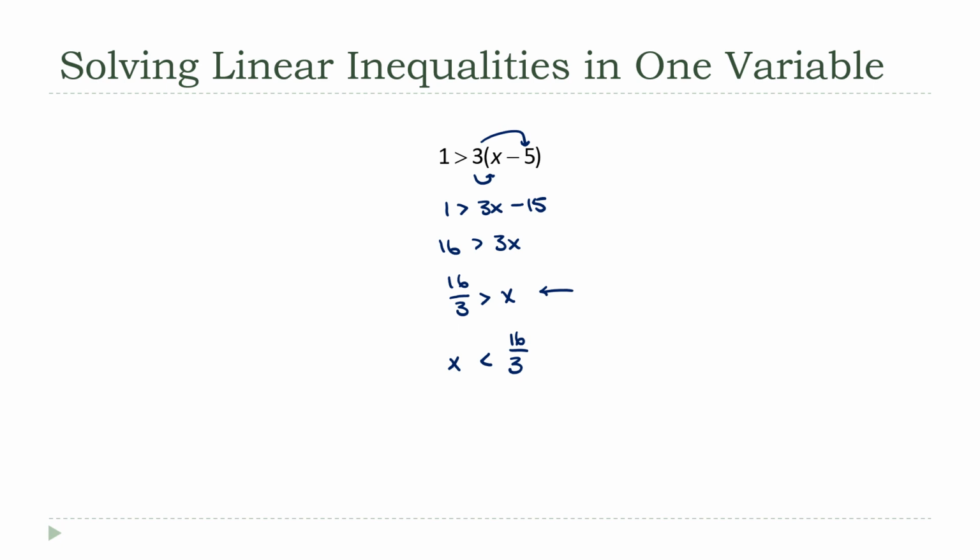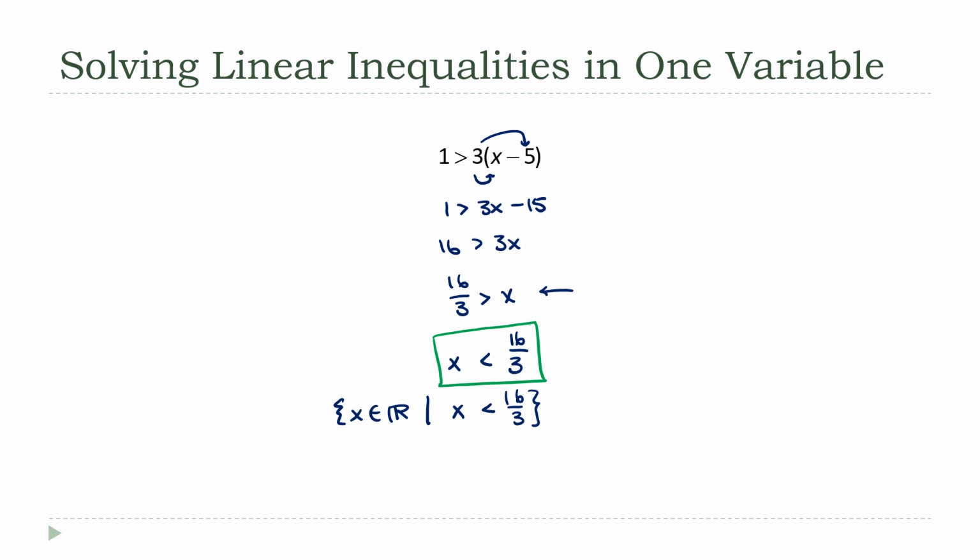Sometimes you'll see situations where somebody really wants you to be more formal about this. You could also write this. This is the set of all real numbers such that x is less than 16 thirds. And that's awfully formal for me. Most of the time in class, I would call this a perfectly good answer and be okay with students stopping there.